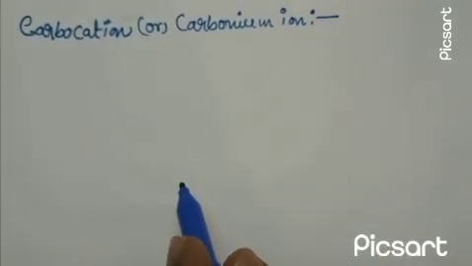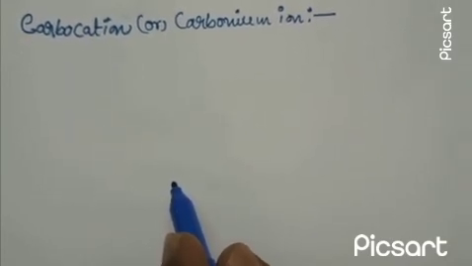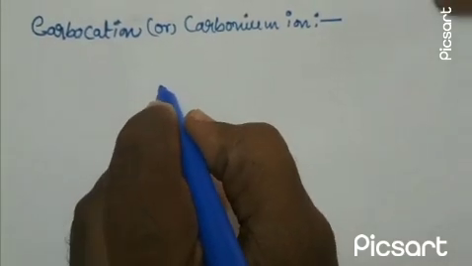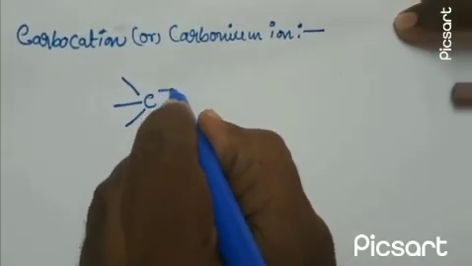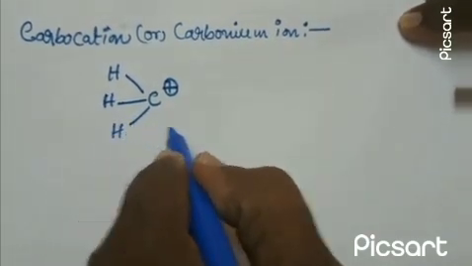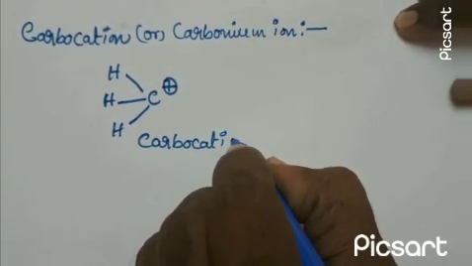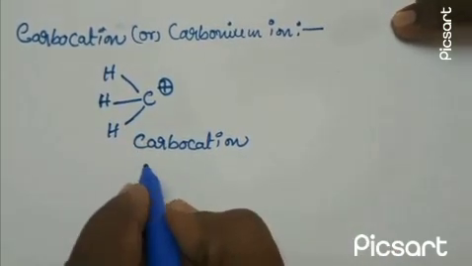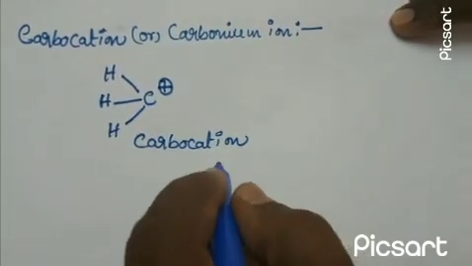The carbon which is carrying the positive charge is called a carbocation. Here we can see one example of a carbocation. This is called a carbocation, and what is the name of this? This is the methyl carbocation.